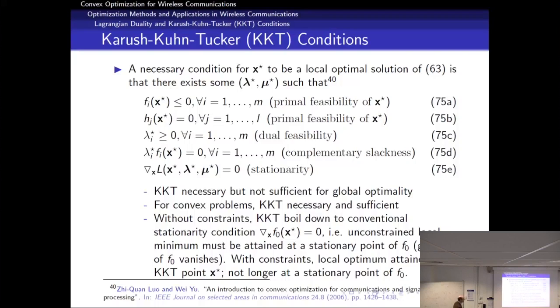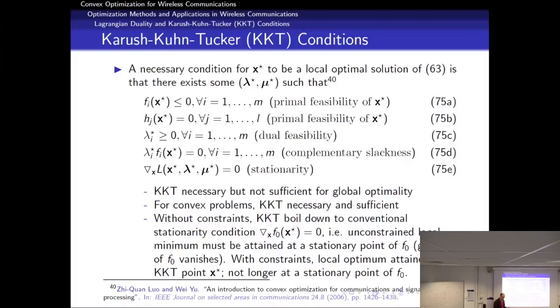So what you have here is a generalization of the stationarity that we had in the unconstrained problem, now generalized to the case where we have a constrained problem. If you remove the constraints, the Lagrangian becomes the objective function, f naught. And so the condition becomes the classical stationarity condition that you have in an unconstrained problem. Right, so this is very useful.